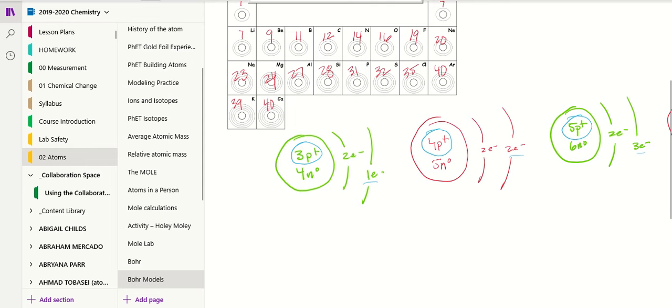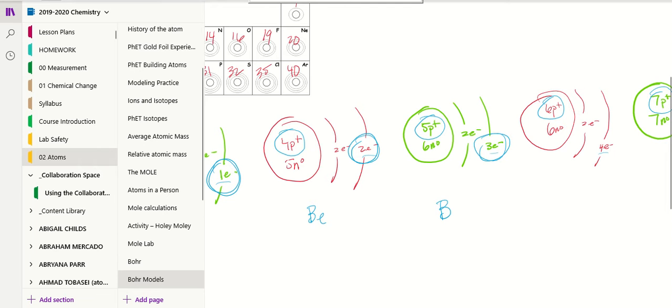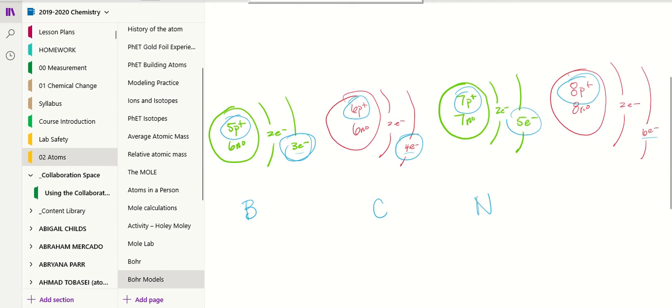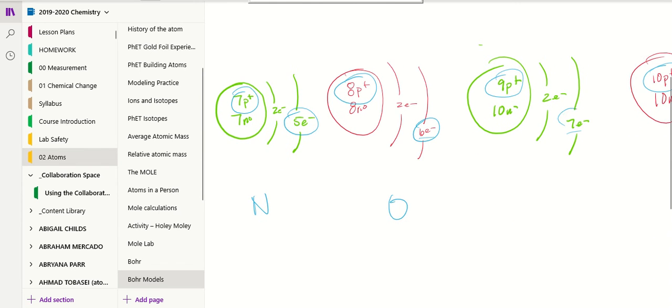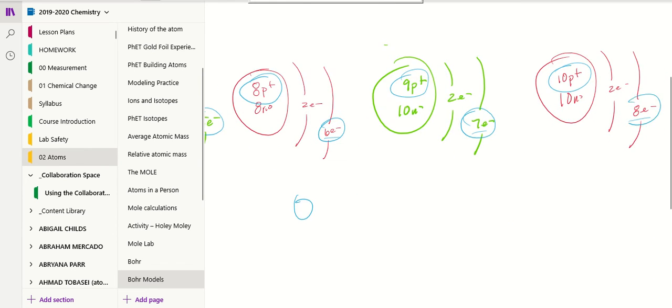So take a look at our Bohr models again. For lithium, how many valence electrons do I have? 1. For beryllium, how many valence electrons do I have? 2. What about for boron? 3. What about for carbon? 4. Nitrogen? Oxygen? 6. Then 7. Then 8.